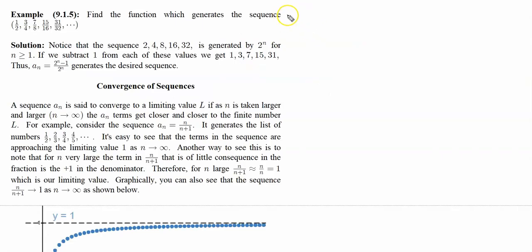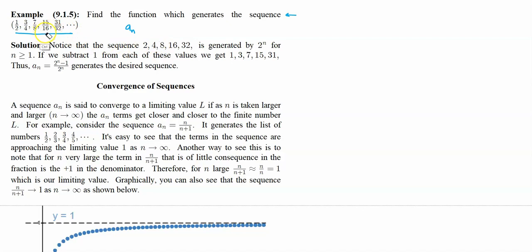Now let's take a look at this example. So here we're given a sequence of numbers: 1/2, 3/4, 7/8, 15/16, 31/32, and we want to find a function a of n, a sub n, that generates this sequence of numbers. So instead of being given the a sub n and then being able to find these, we're given these and we want to go backwards and find what the a sub n is equal to.